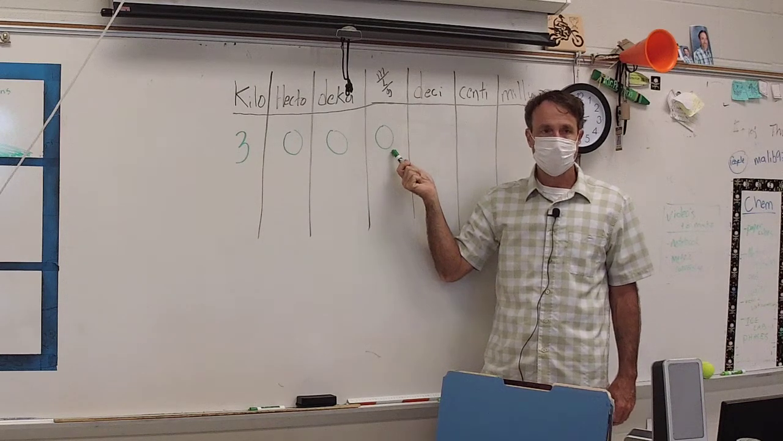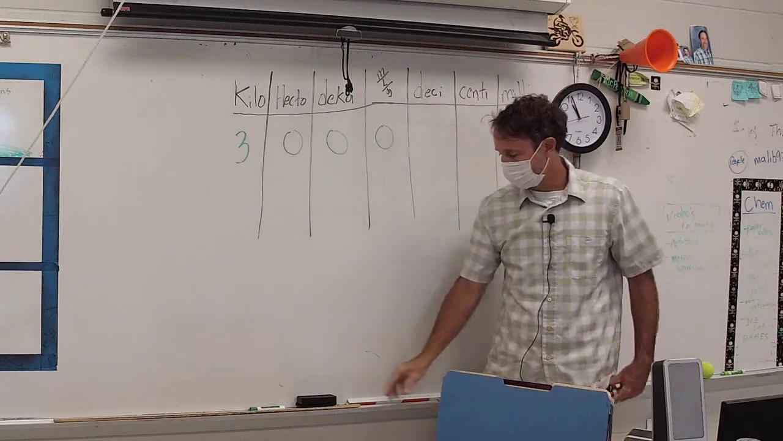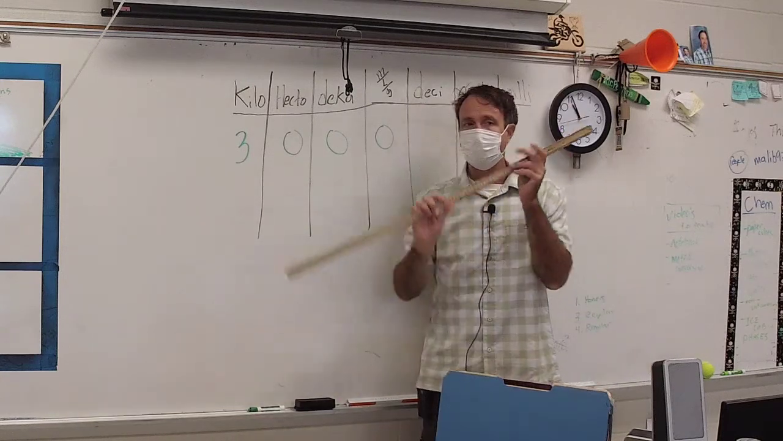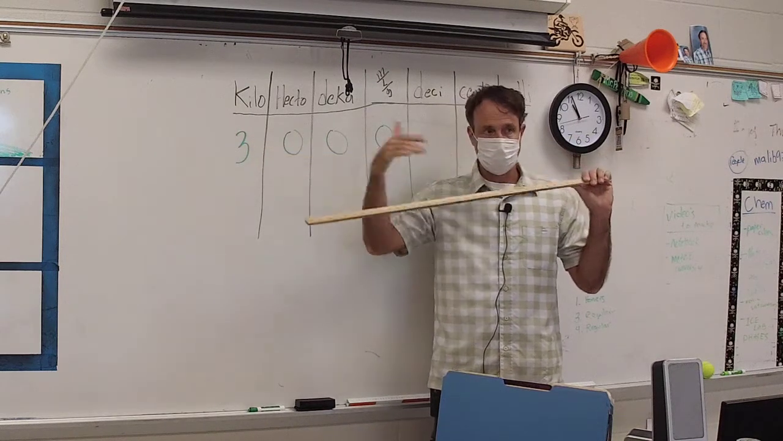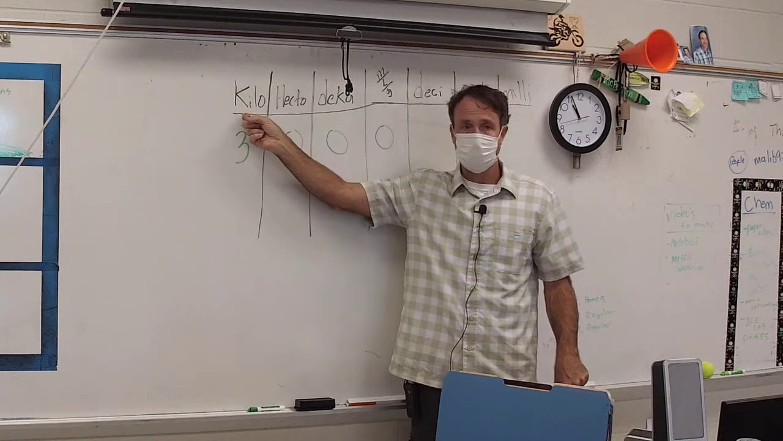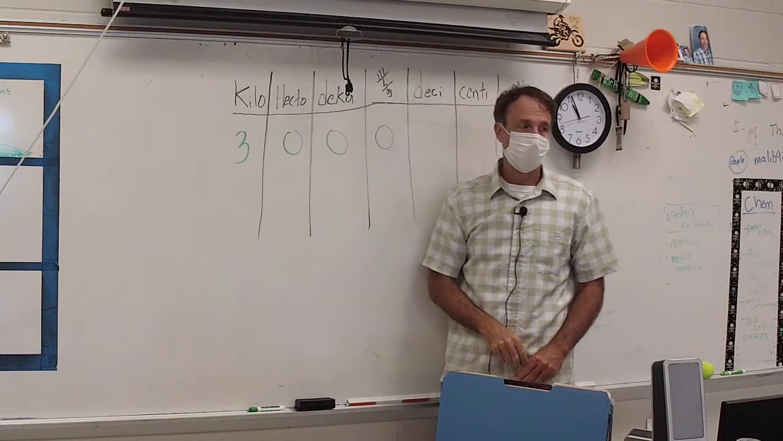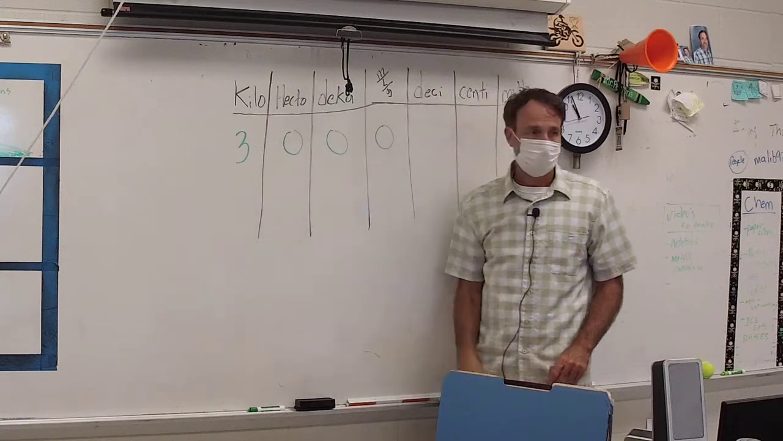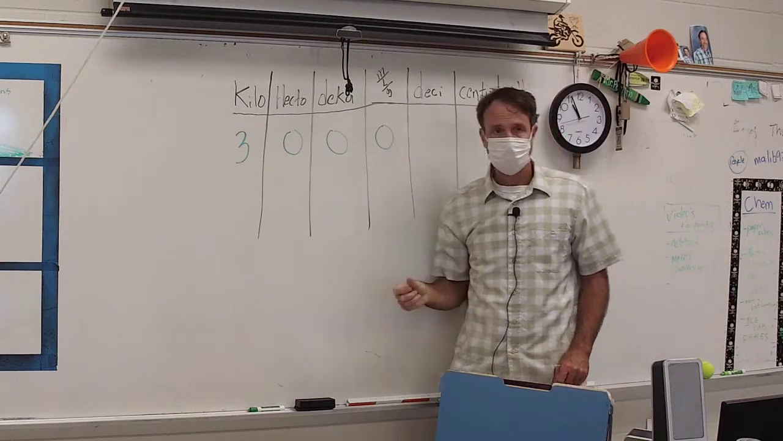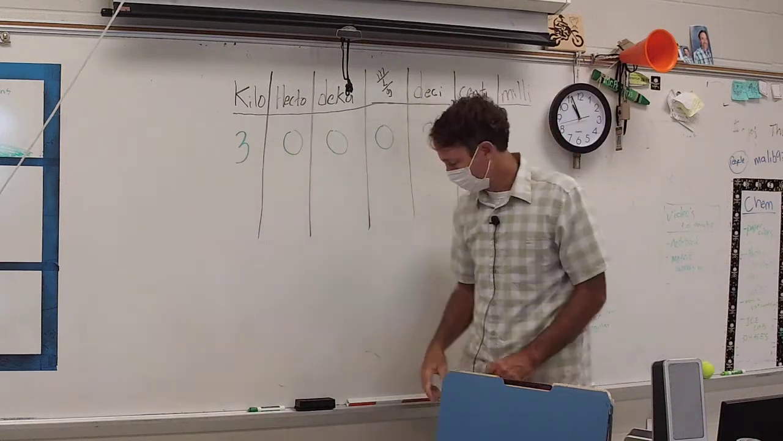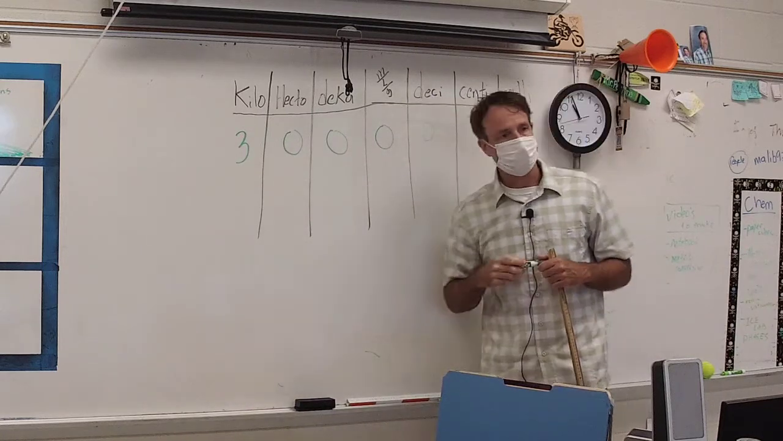Does that make sense? Right? 3 kilometers is 3,000 meters. So it would take 3,000 of these laid out end to end to make a distance that was 3 kilometers long. How many hectometers would it be? 30. How many decameters would it be? 300. How many meters would it be? 3,000. How many decimeters would be in 3 kilometers? Well, 30,000. Does that make sense?